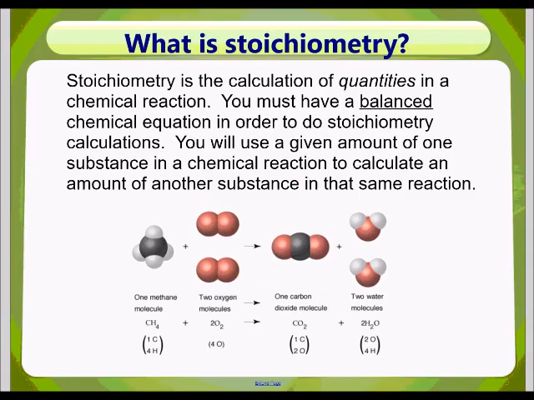Now, stoichiometry is the calculation of quantities in a chemical reaction. You have to have a balanced chemical equation in order to do stoichiometry calculations, and that's why we covered that first. You will use a given amount of one substance in a chemical reaction to calculate an amount of another substance in that same reaction. If the equation is balanced, this will work.